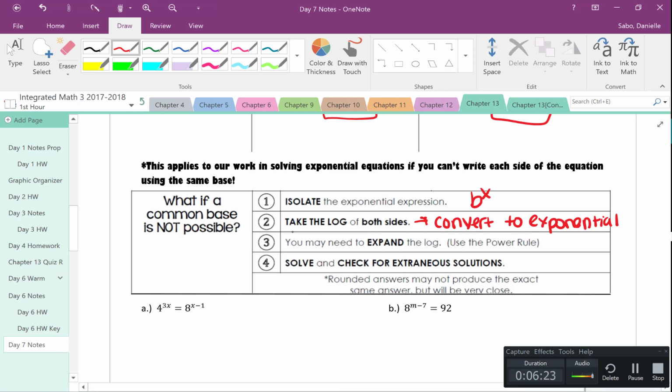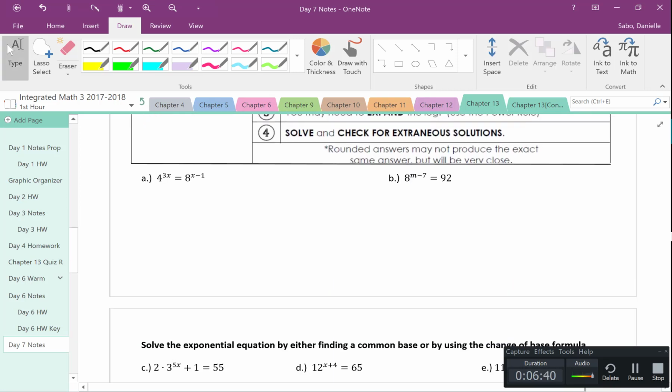All right, so 3 would be you need to expand the log using the power rule. You may need to, not always. And then 4 is solve or check for extraneous solutions. Whenever we are working with logs, you might have extraneous solutions because you can't have what in the argument? A negative number. Very good. Okay, so round your answers. It's not going to produce, like I said, the same exact answer, but it's very, very close to the solution.